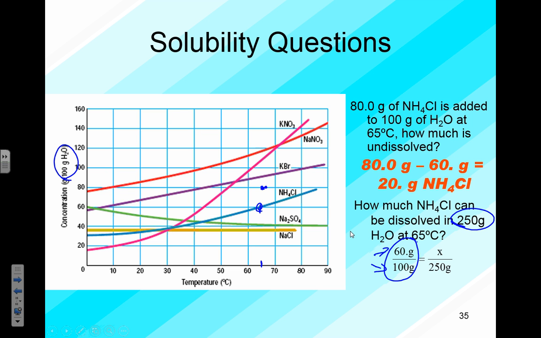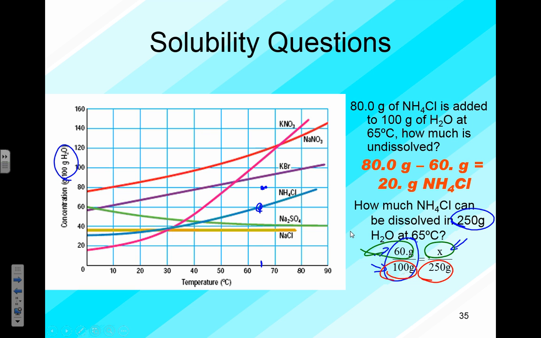Now, if I know how much can dissolve in 100, it's going to be proportional to how much can dissolve in 250. So I set up a simple proportionality. And since I want to find how much ammonium chloride needs to be on the top, just like it was over here. So if this is ammonium chloride, then this has got to be ammonium chloride too. If this is water, then this has got to be the water too. So 60 over 100 is going to equal x over 250.